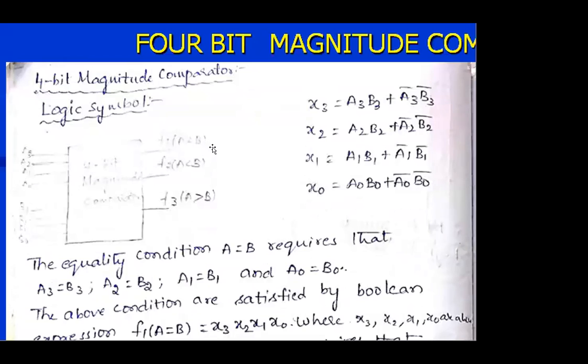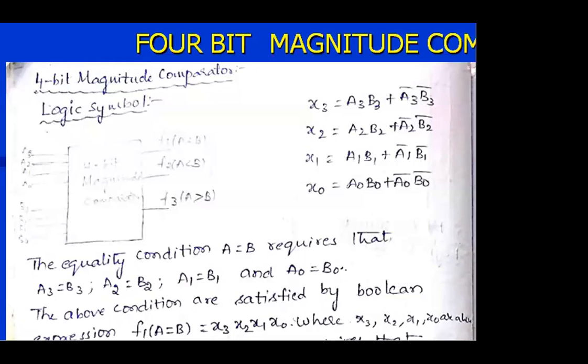Similarly, you have to write A less than B and A greater than B, in the same fashion. There is no requirement to write the functional table. The functional table for A as 4 bit and B as 4 bit would be a huge table.